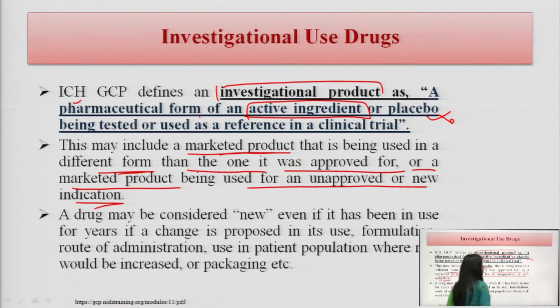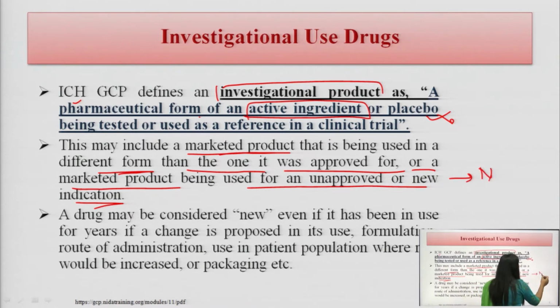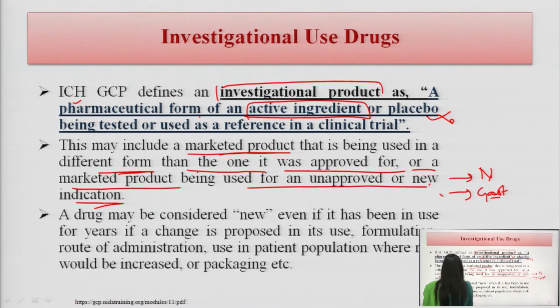Or the marketed product being used for an unapproved or new indication. I told you, if a formulation is used for treating, say, neurological symptoms, but here we are doing a trial for the same drug for treating another condition, meaning a gastrointestinal infection. So for a new indication, if they are using any product, we call it an investigational product.